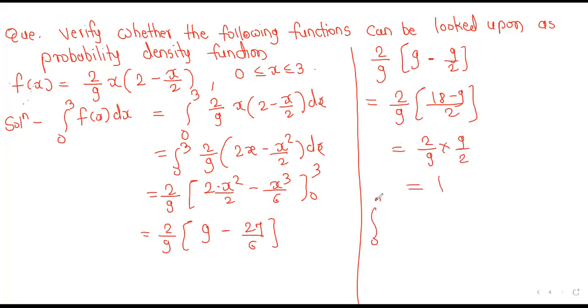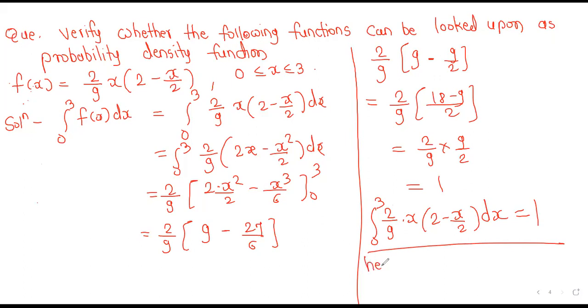So the integration 0 to 3 f of x dx, or integration 0 to 3 2 by 9 x into 2 minus x by 2 dx, which is equal to 1. This is our definition that says f of x is the probability density function. Okay, write down this. So we can write here that f of x is probability density function.